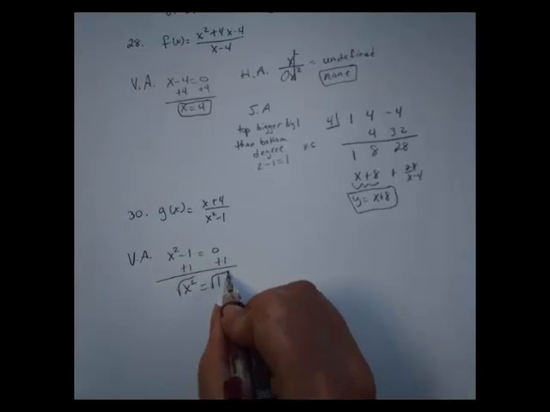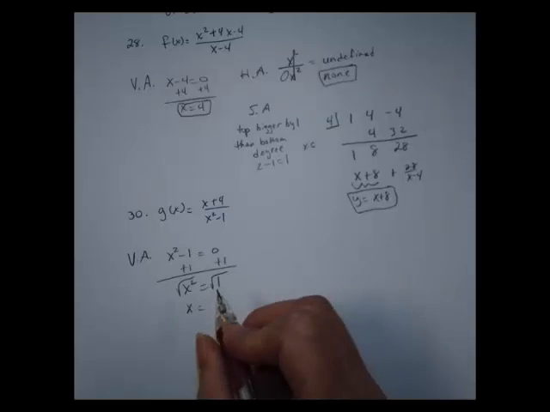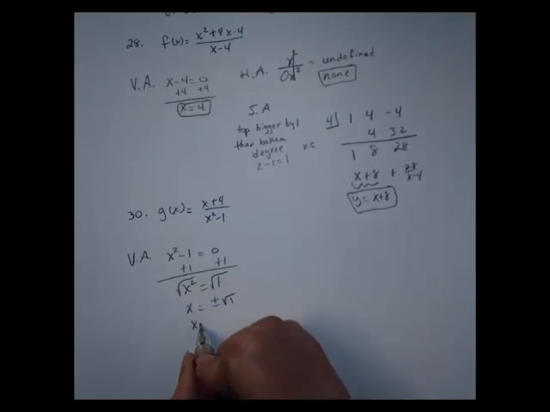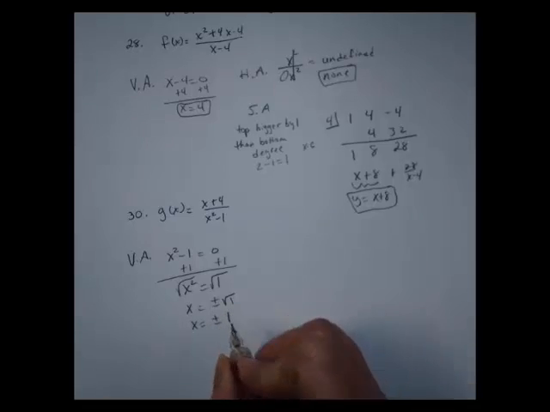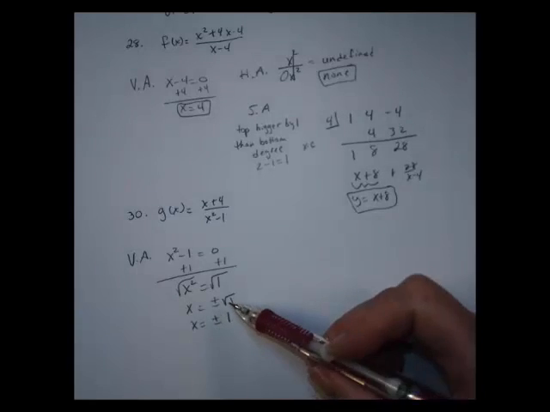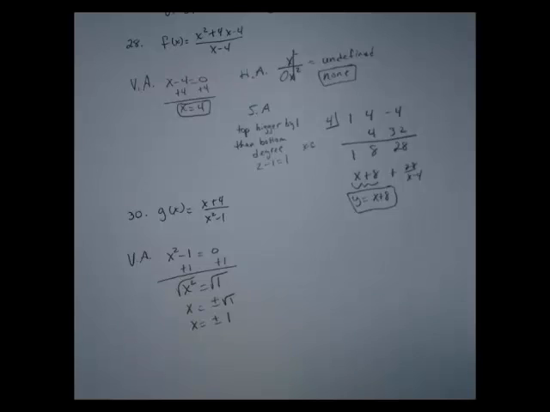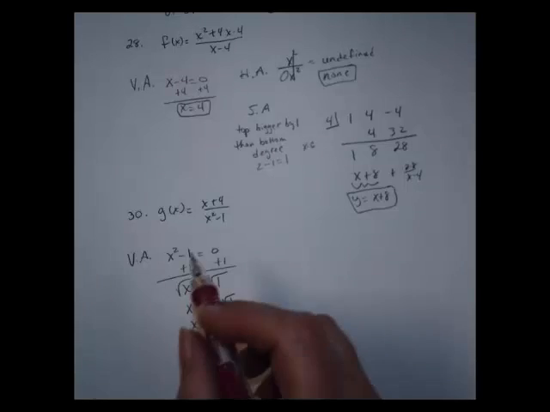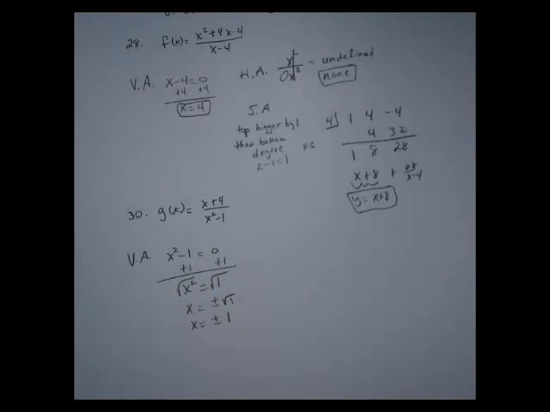Taking the square root of both sides, I get x is equal to plus or minus the square root of 1. So x equals plus or minus 1. Remember, you always have to add the plus or minus on there whenever you introduce a radical into an equation. These would be the things that would cause us to divide by 0, which we don't want, and that's why they will be an asymptote there.